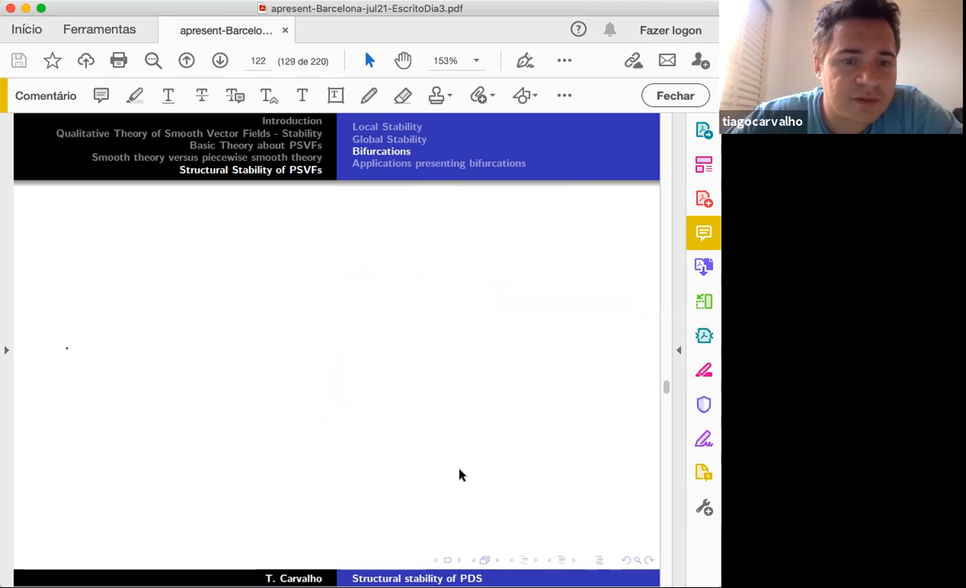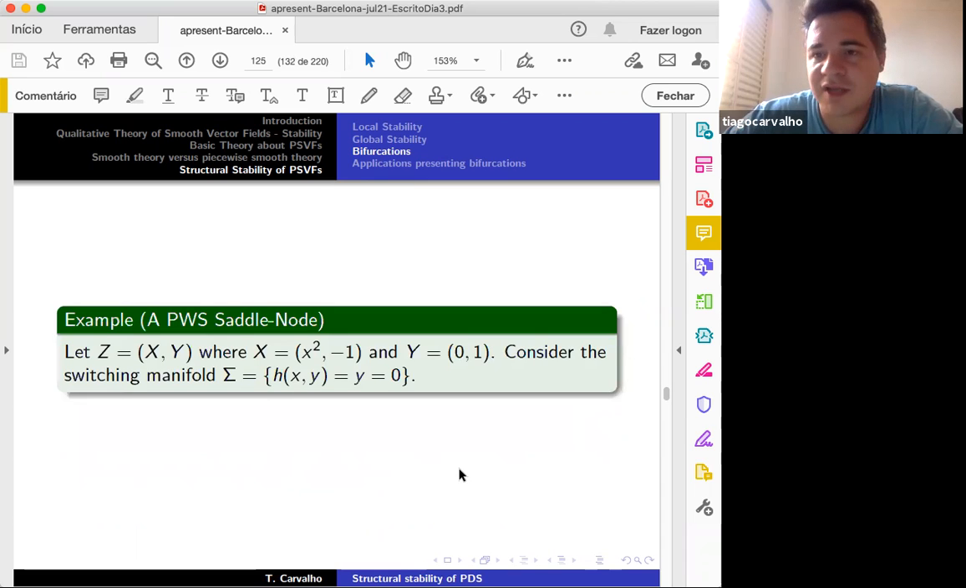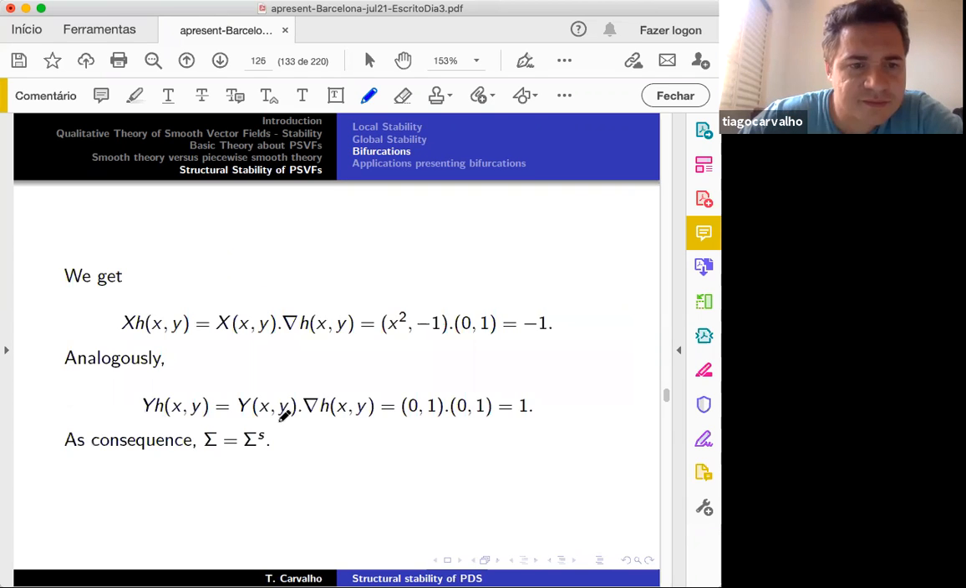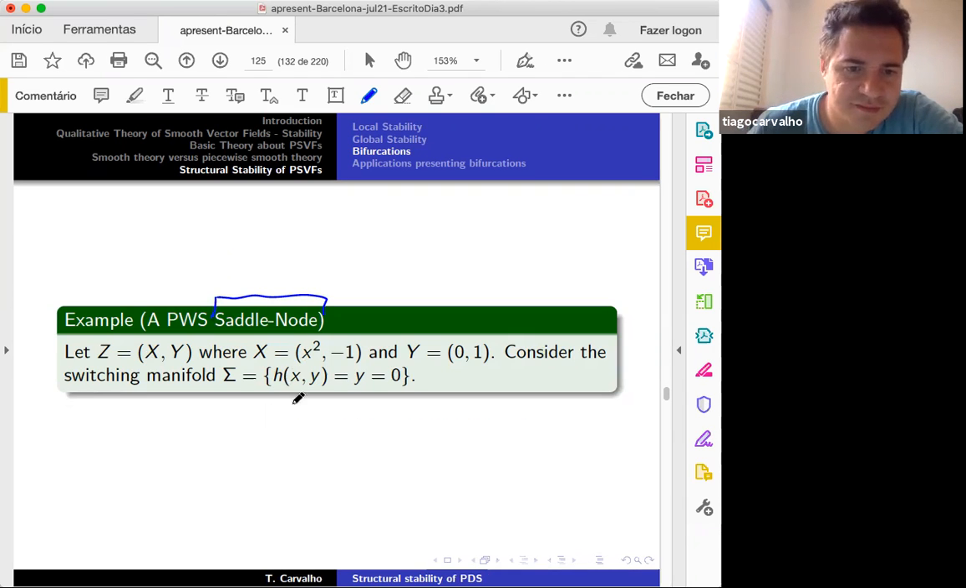Now we start with another classical bifurcation. Not classical, an equivalent to a classical bifurcation, because the classical one, I think, is the smooth case. But we will say saddle node bifurcation for piecewise smooth vector fields. So let's start with these two vector fields. Okay, what's happening here?